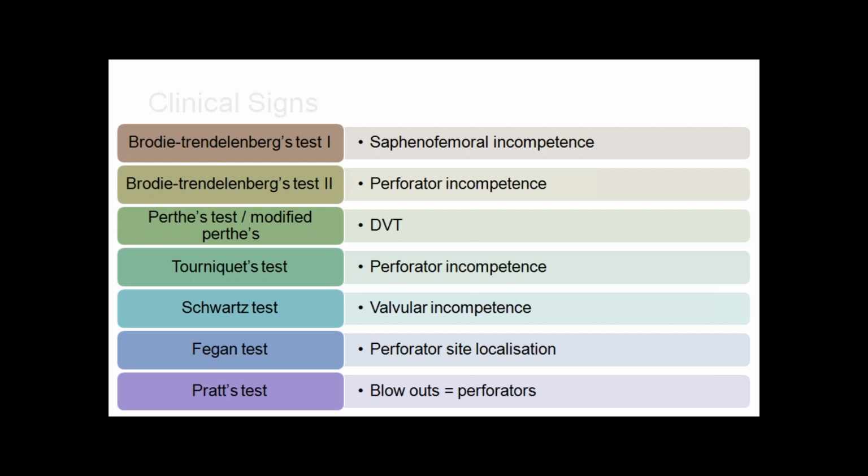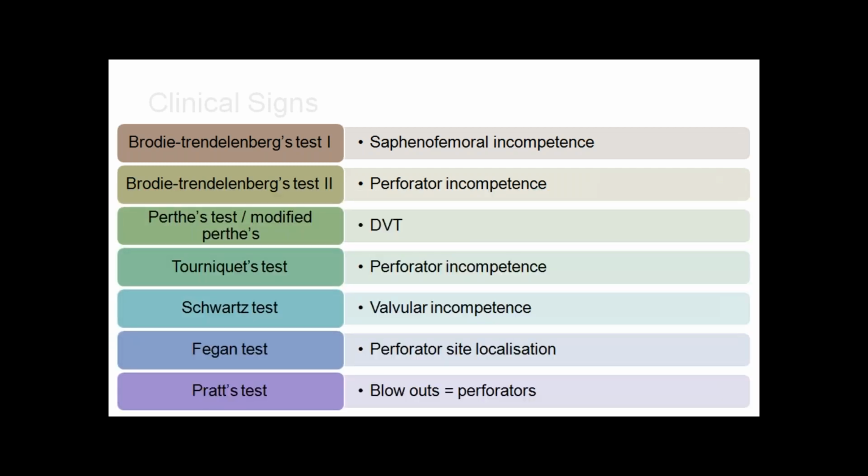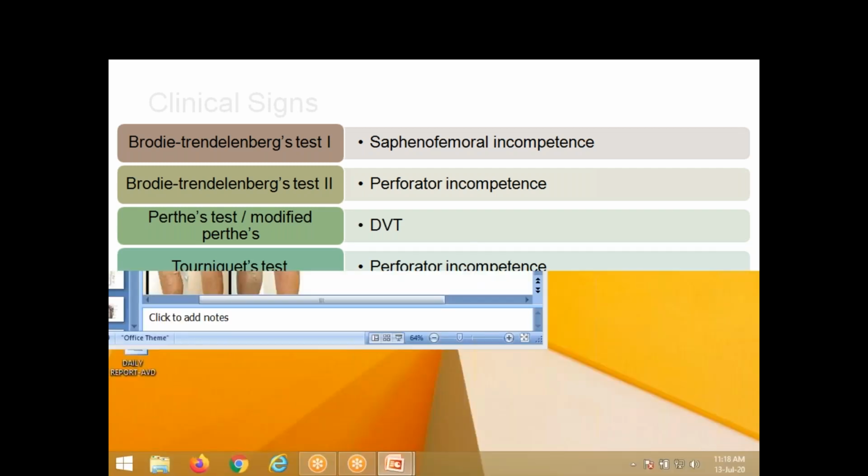The other important one is the Perthes or modified Perthes. So what is Perthes and what is modified Perthes? Whether we are doing both the tests or only one test. In Perthes, we'll tie an elastic bandage all over the leg and then ask the patient to walk. If there is any pain, it indicates DVT. Not any pain, but cramping pain during walking. Cramping pain is the characteristic of DVT.